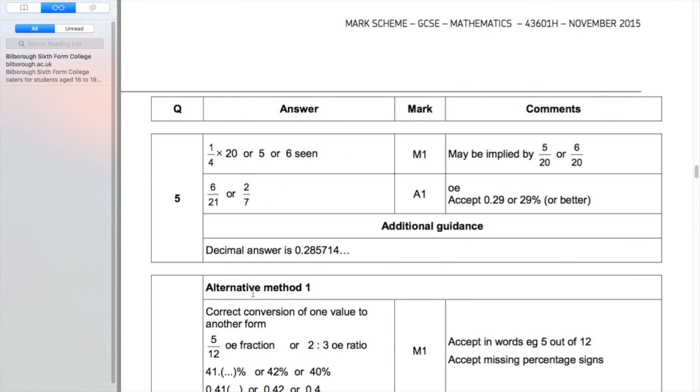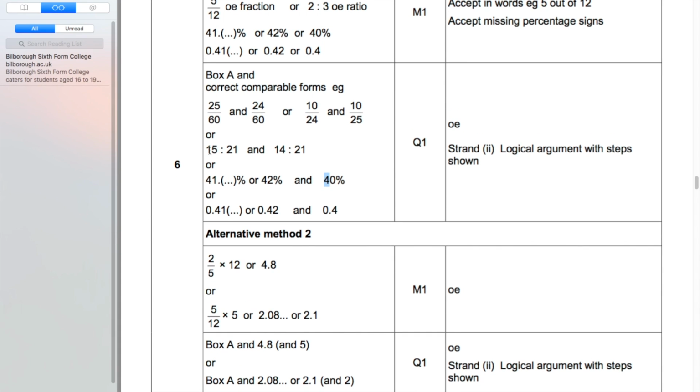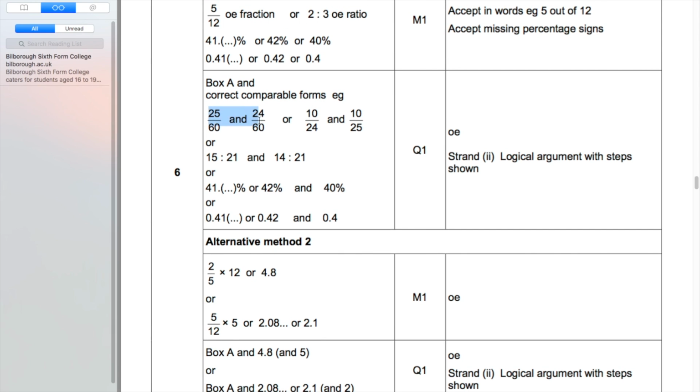Okay, so let's go to the mark scheme on this one. And again, we get the marks here because we've shown that as a fraction they are greater. We've also shown in decimal form 0.4 and 0.42, so that gets us the mark. We can use any of these kind of methods. We could have converted them both to fractions of the same denominator. We could have used a ratio, but I used decimals. Either way you would get to the marks, as long as you're showing your working.